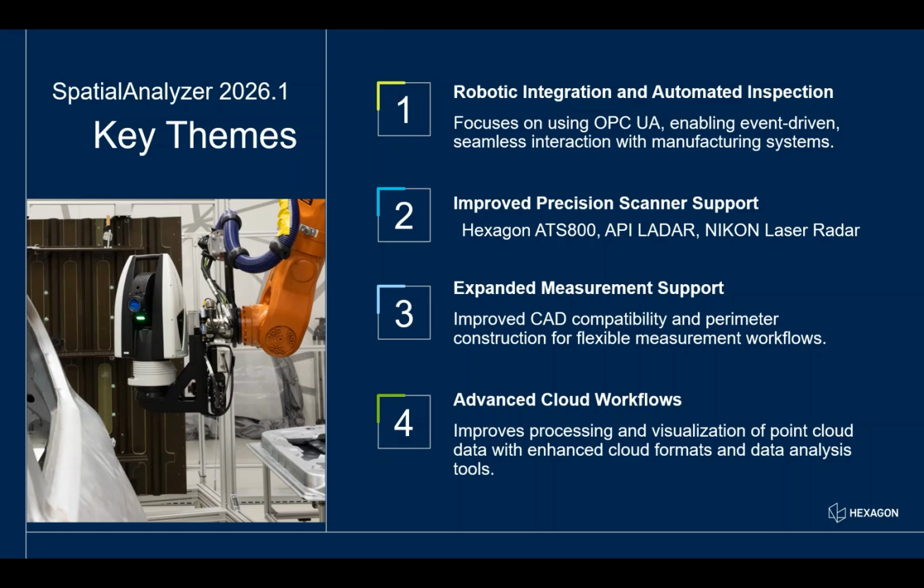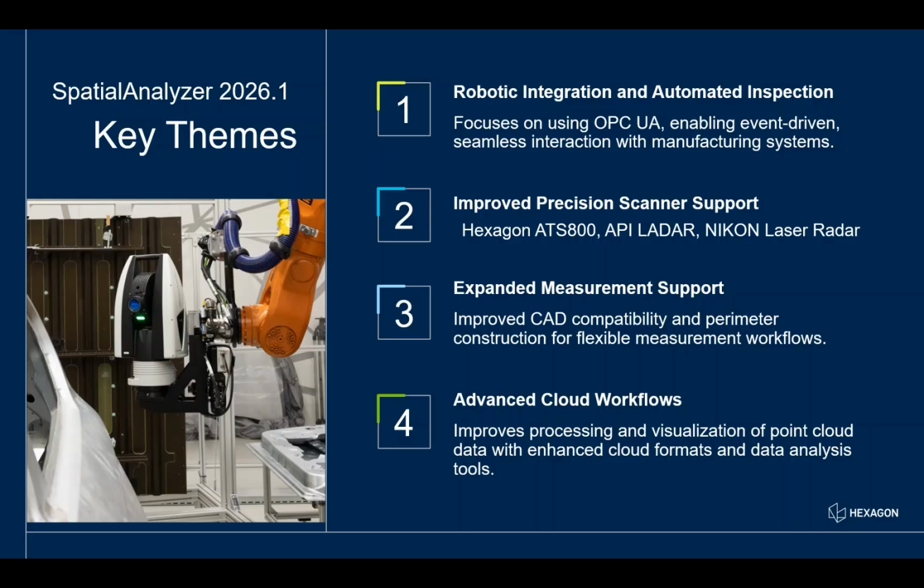The other thing we did was expand our ability to use devices like the ATS800, the API LADAR, and Nikon laser radar to allow you to do this type of precision scanning and integrate that with a robot. And the advantage there is that you can combine this dynamic robotic control, custom calibrations, and these advanced instruments for some really advanced manufacturing processes.